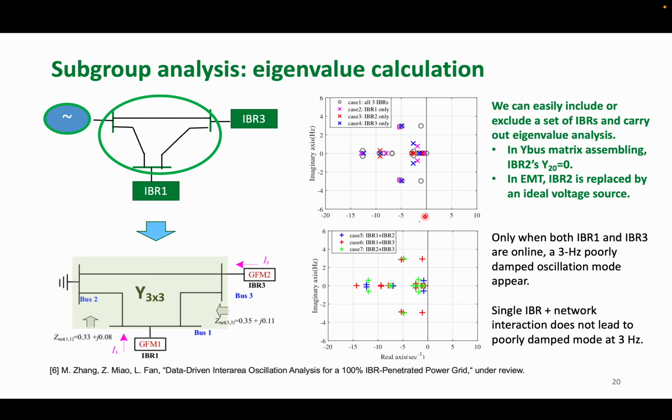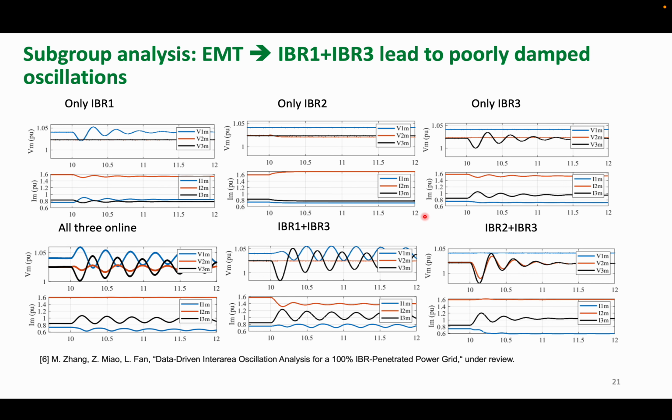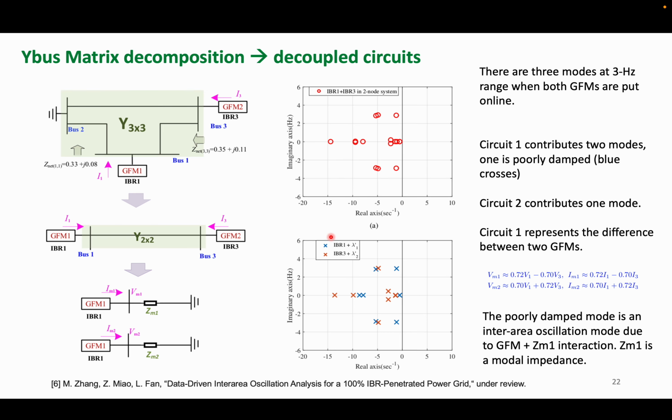So this is additional analysis, and it can show that even with all 3 online versus only IBR1 and IBR3 online, they have the same performance. But if you turn off IBR1, then they are very different. If you turn off only a single one, they are not the same. So that is clearly showing the oscillation is because of IBR1 and IBR3. This is sort of a one-by-one approach: just keep adding stuff and see what happens.